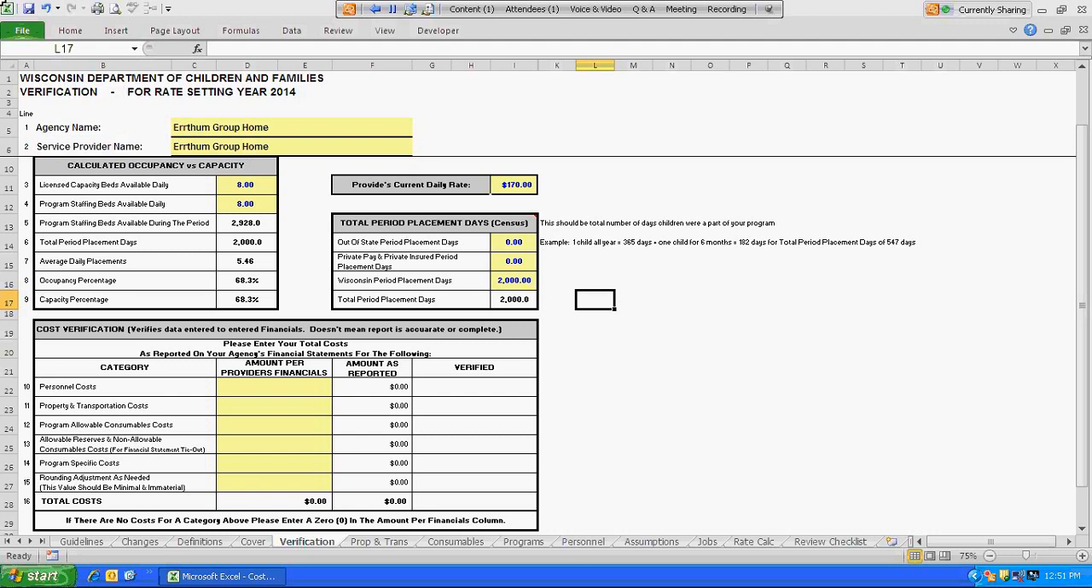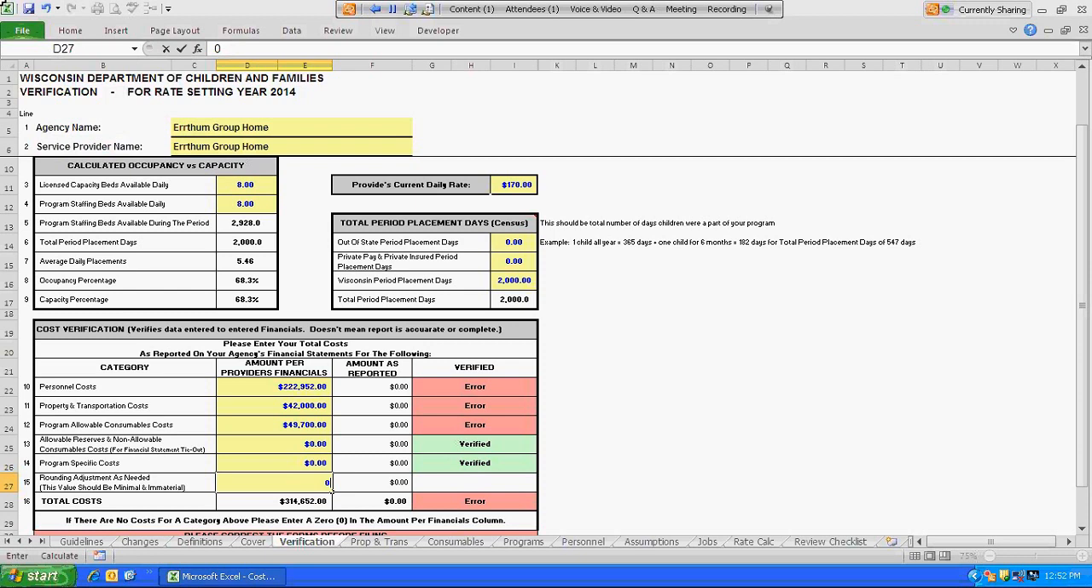For this, I'm going to put my personnel care in here. I'm also going to put in what my property and transportation costs were, and again, this would be off your financials. I also had some program allowable consumable cost, so I would enter that total amount. If you didn't have any costs for allowable reserves, program specific cost, or rounding, you should still put 0 in those fields. That way they will verify, as you can see on the right-hand side.